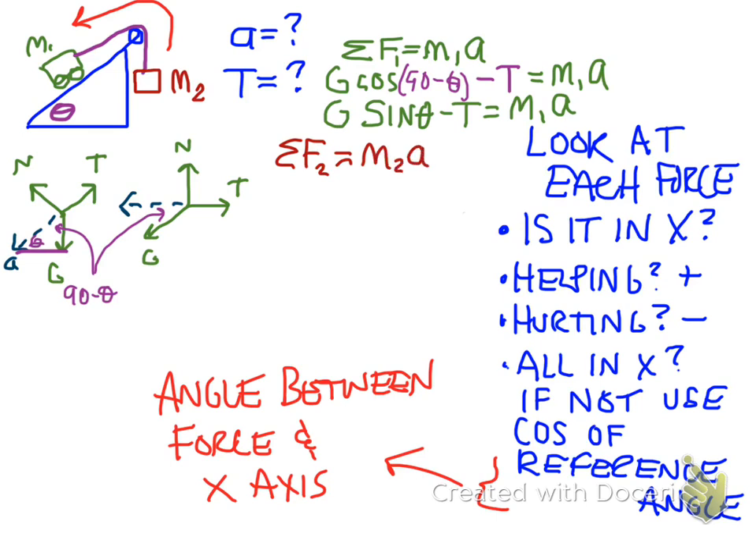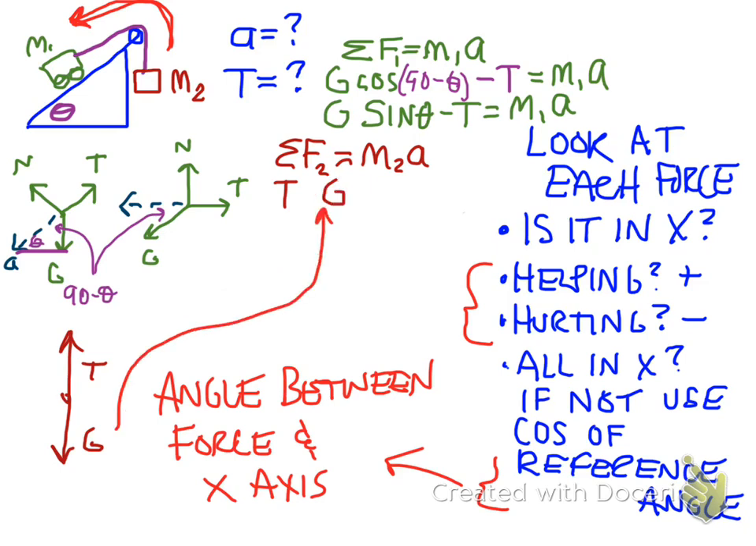Now let's look at mass 2. The sum of the forces on mass 2 is mass 2 times acceleration. And what forces are on mass 2? We've got tension pulling it up and gravity pulling it down. So we have tension in the x. Is it helping or hurting? Since we said that mass 2 is going down and mass 1 is going up the ramp, tension's helping, so it'll be positive. Gravity is hurting, so it's negative.